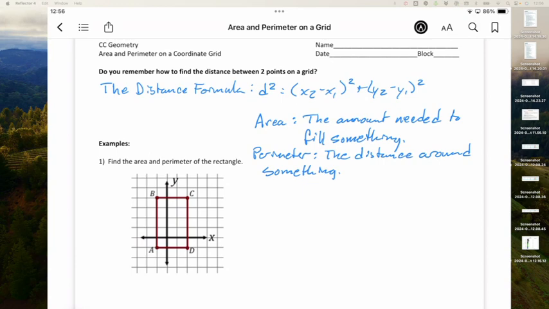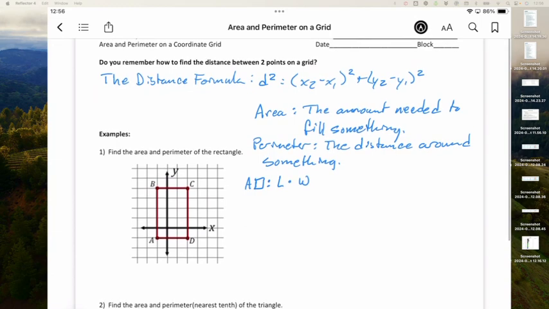So we are asked to find the area and perimeter of this rectangle. And so there are formulas that are associated with finding the area and perimeter of a rectangle. The formula for the area of a rectangle is going to be length times width. And so we could say that this rectangle has a known length of 1, 2, 3, 4, 5 units because we can count it. So the area of this rectangle is going to have a length of 5, multiplied by the width, and we can count 1, 2, 3.